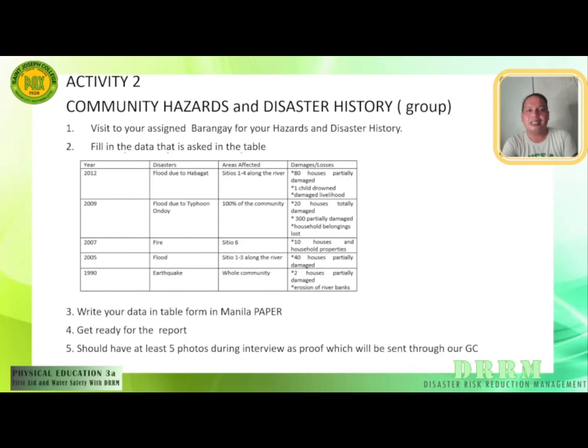Activity 2, this is a group task: Community Hazards and Disaster History. Visit your assigned barangay for your hazard and disaster history. This is by group. Then fill in the data that is asked in the table. Number 3, write your data in table form on Manila paper. Then get ready for the report next meeting. You should have at least 5 photos during the interview as proof, which will be sent through our group chat.